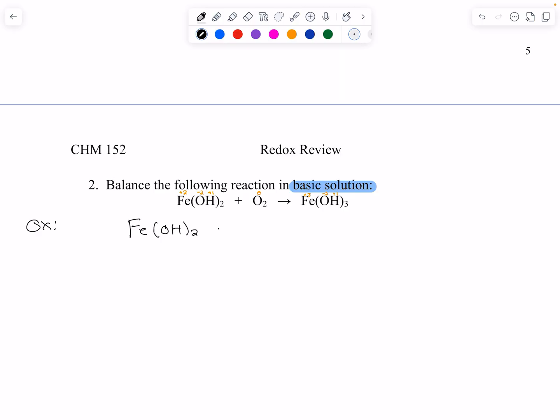Fe(OH)2 plus an OH minus gives Fe(OH)3 plus an electron. And it's only losing one electron, right? It's not losing any more electrons. And because we are basic, we can just throw that hydroxide in, and we're good to go. Now, reduction.